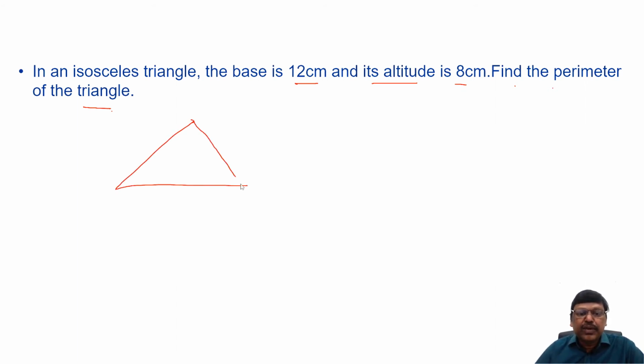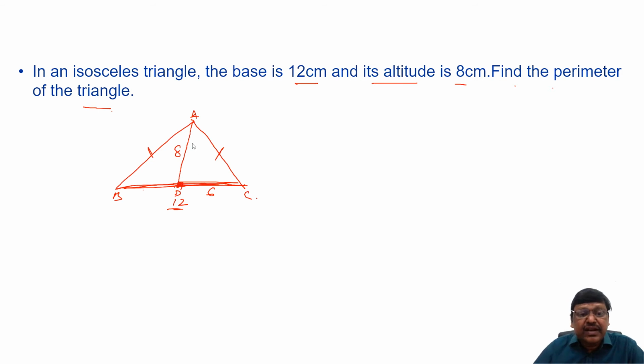So we know the base is the one which is not equal. So the other two sides are equal. Let's say ABC. The altitude is 8 centimeters. The perpendicular, let us say D. This is 8. But because these two sides are equal, the foot of the perpendicular, this D, is the midpoint of BC. If D is the midpoint of BC, this CD is going to be 6, because this BC is 12.